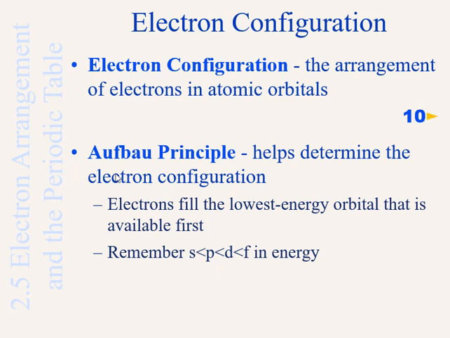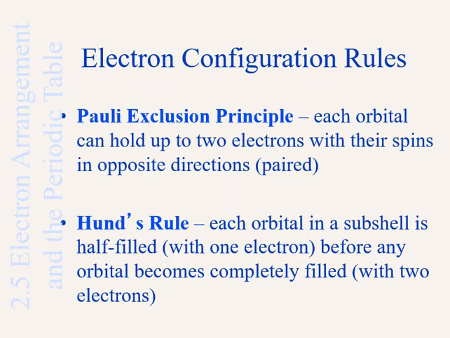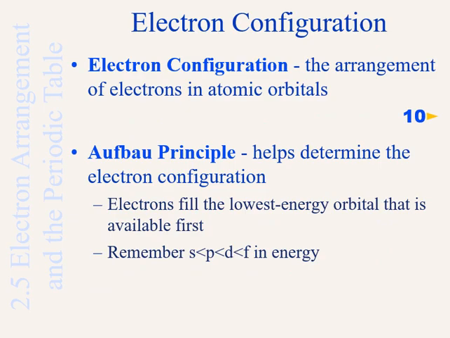There are going to be a few details we have to make sure we follow. The principles, there are three of them actually: the Aufbau principle, the Pauli exclusion principle, and Hund's rule. Those three put together enable us to make sure we don't make any mistake in writing the electron configuration for any given atom. The Aufbau principle helps determine the electron configuration.